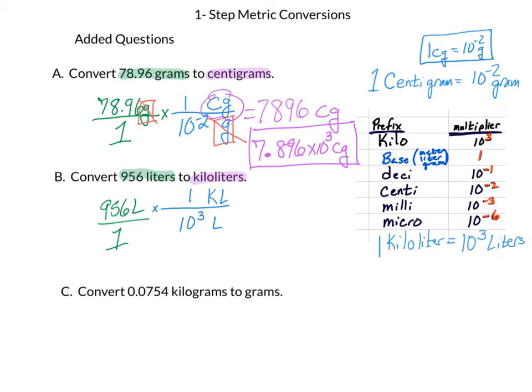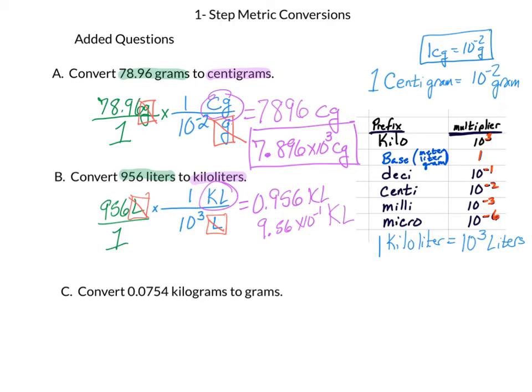Here we can see that our liters units cancel out, and that we're left with our answer in kiloliters. And we're going to put into our calculator 956 divided by 1 times 1 divided by 10 to the power of 3. And that gives us our answer of 0.956 kiloliters. And in scientific notation, that will be 9.56 times 10 to the negative 1 kiloliters.